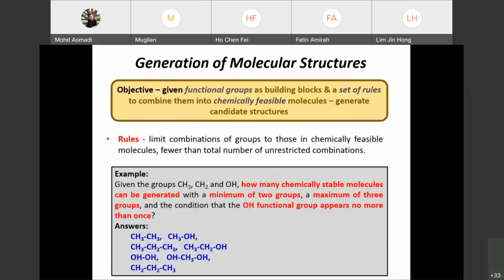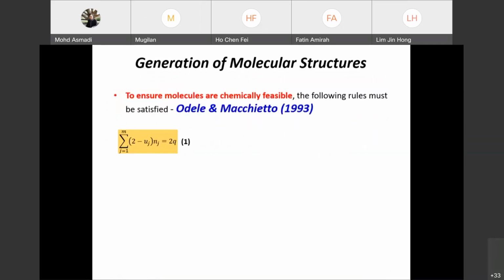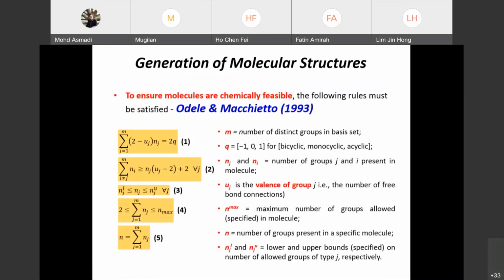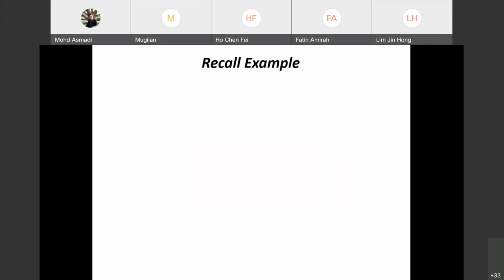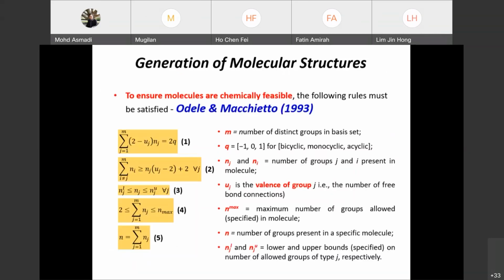For these examples, the constraint is a minimum of 2 groups, a maximum of 3 groups, and one OH functional group. If you look at here, this is what we generate. Based on the literature, there are 5 equations that you have to follow to screen these molecular candidates. The first equation is regarding the valence group and the number of groups, and so on. So we will see the examples.